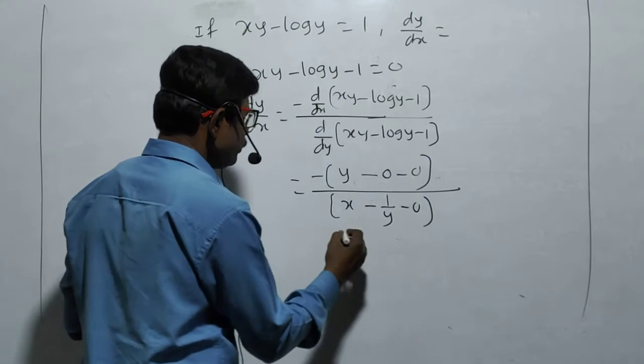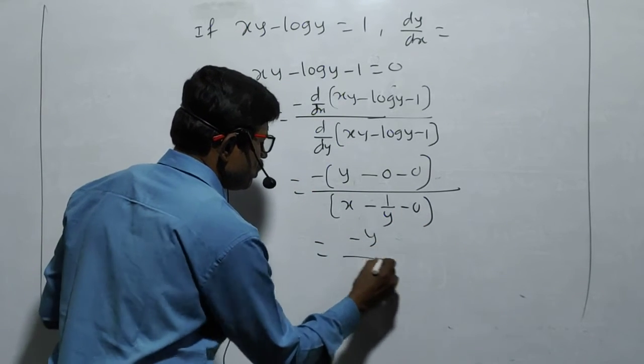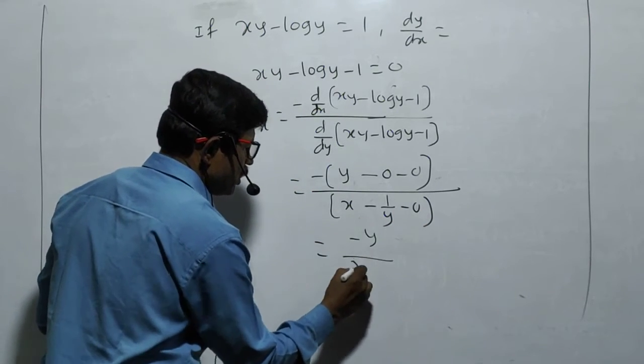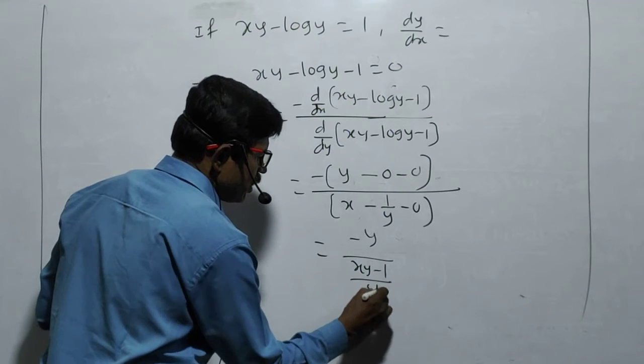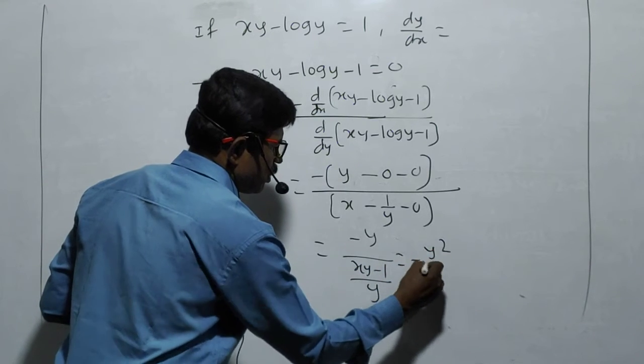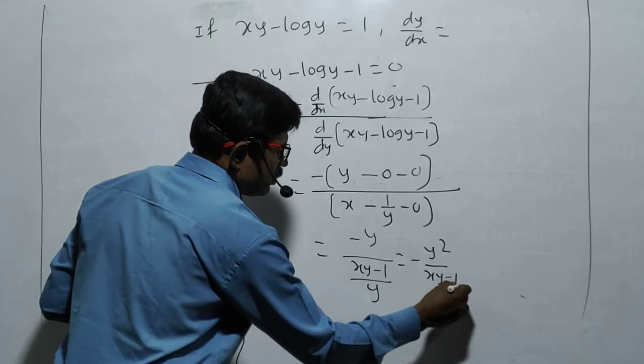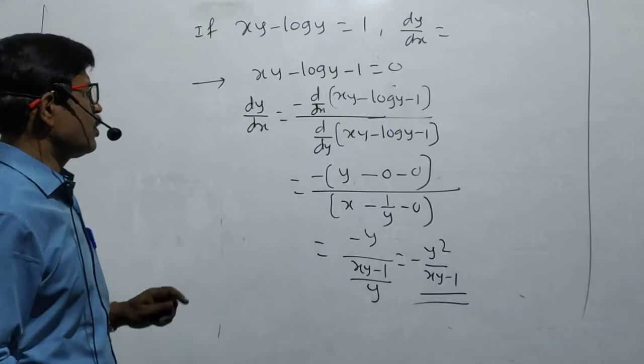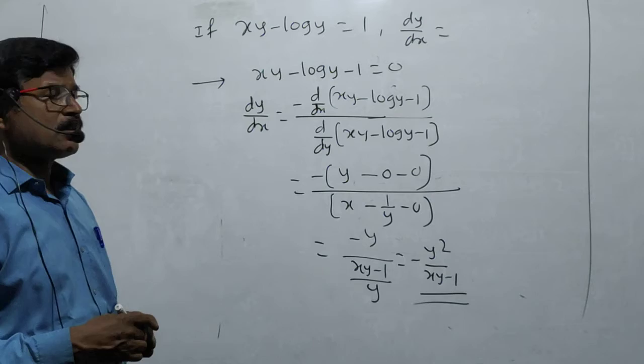Answer: minus y upon, taking LCM, xy minus 1 upon y, equal to minus y square upon xy minus 1, which is minus y square upon xy minus 1.